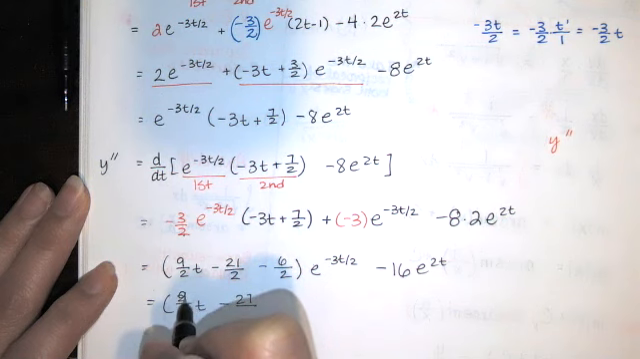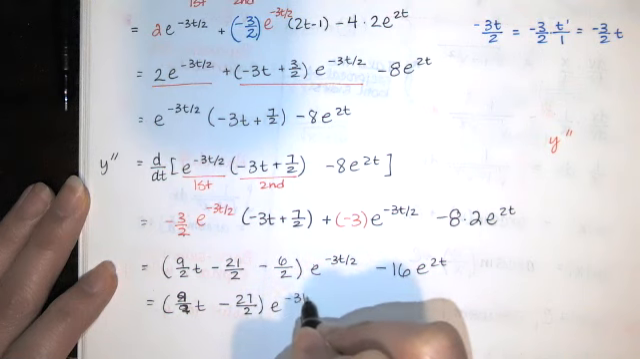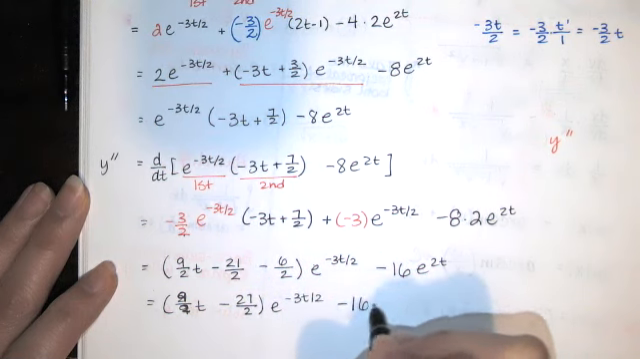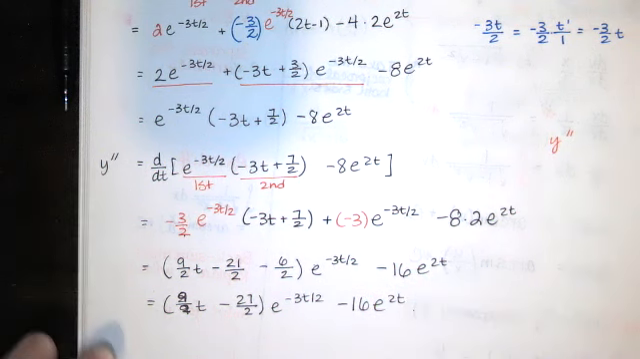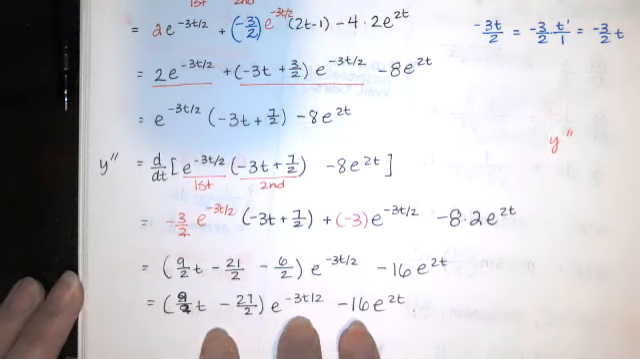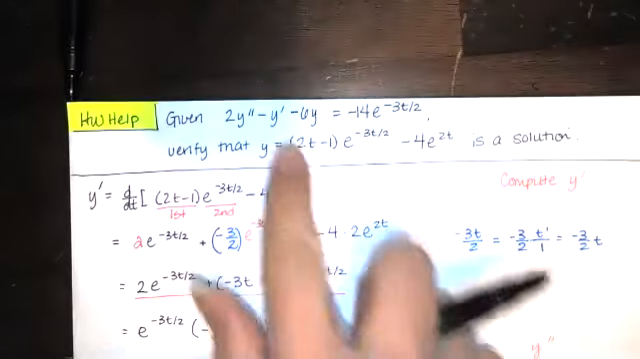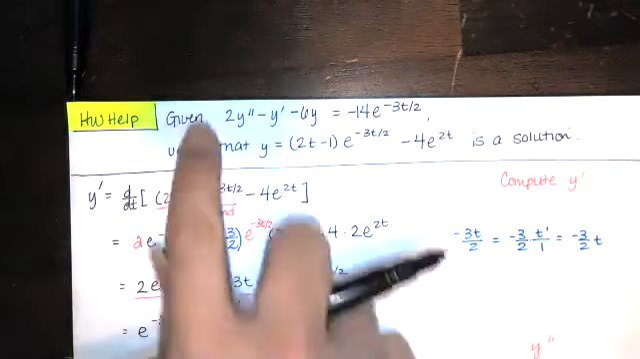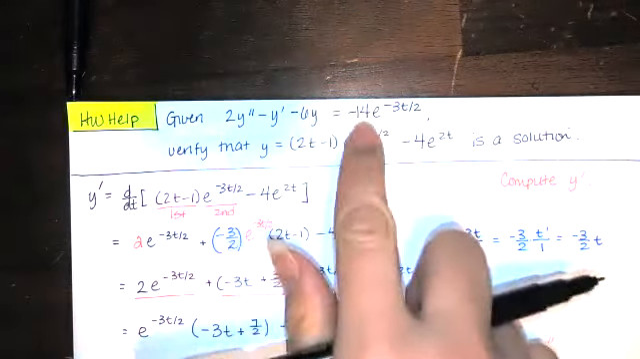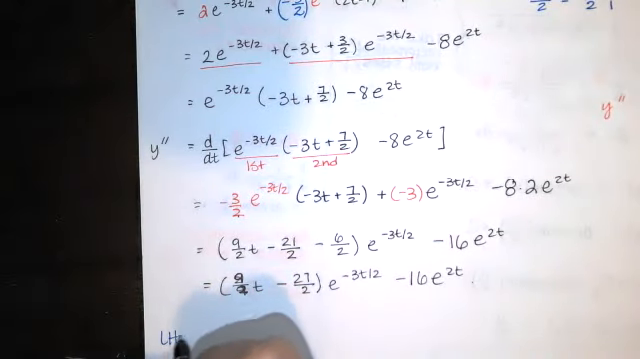Oops, I inverted that by mistake. That should be a 9/2, not a 2/9. Okay, so this is our second derivative and that is our first derivative. Let's substitute into the left-hand side of the differential equation and see if we can simplify it to make it look like the right-hand side. If we've done everything correctly, it should work out.